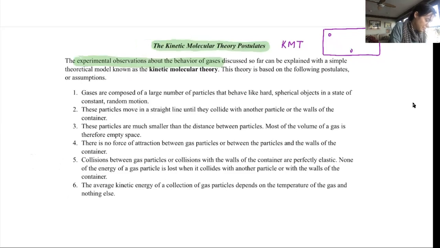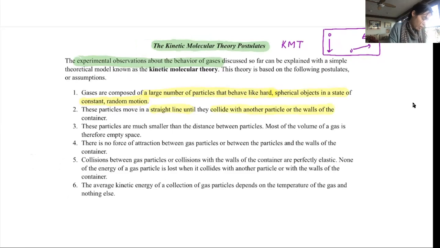Postulate 1: a large number of particles in gases that behave like hard spherical objects in a state of constant random motion. So that tells us that our little gas particles over here are constantly moving in random motions. They move in straight lines until they collide with another particle or the walls.